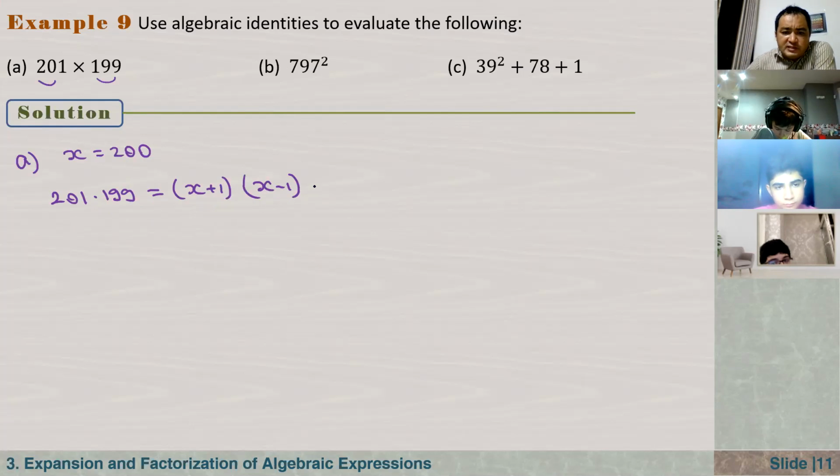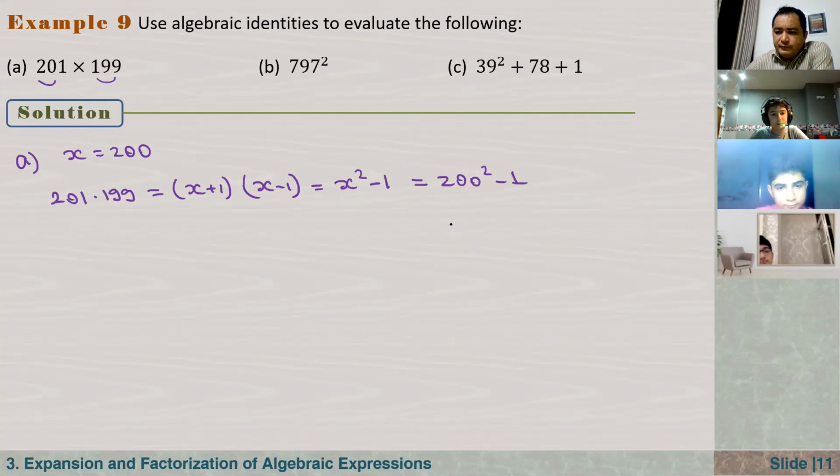And we are familiar with this expression, right? It's like a plus b times a minus b. What is it? It's just equal to x squared minus 1. Now, if I substitute 200 for x, here we have 200 squared minus 1. Now, if I ask you which one is easier to calculate, 201 times 199 or 200 squared minus 1? Of course, the second one is easier, right?